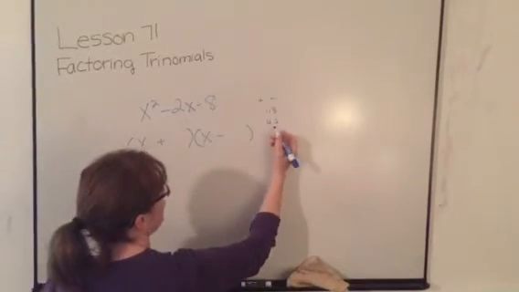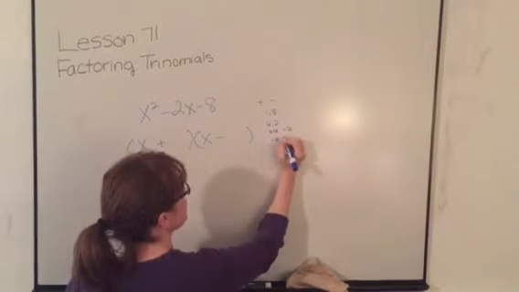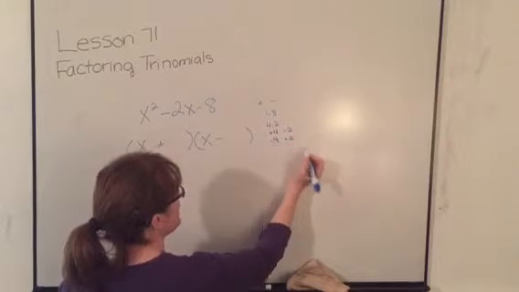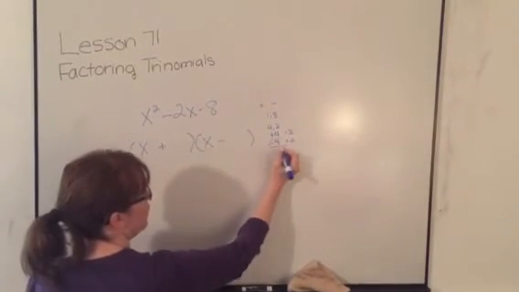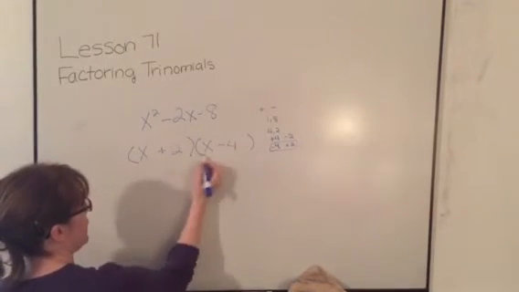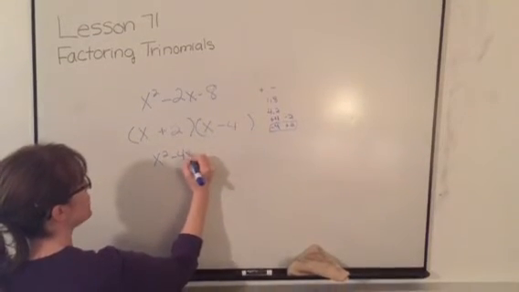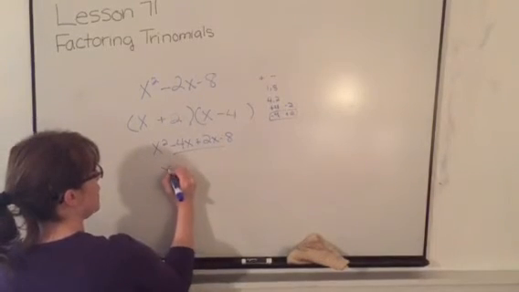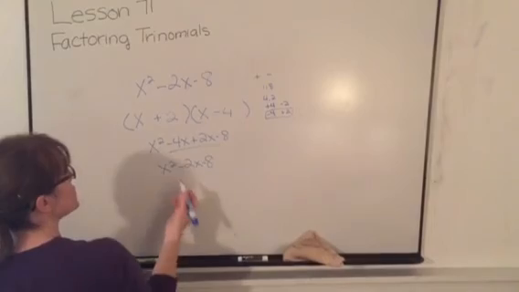I can already tell that there's not a difference of 2 here. So would it be positive 4 and negative 2, or negative 4 and positive 2? Well, we know that our bigger number has to be negative, so it'll be this one. So we get x times x is x squared minus 4x plus 2x minus 8, x squared minus 2x minus 8. Okay, so that matched.